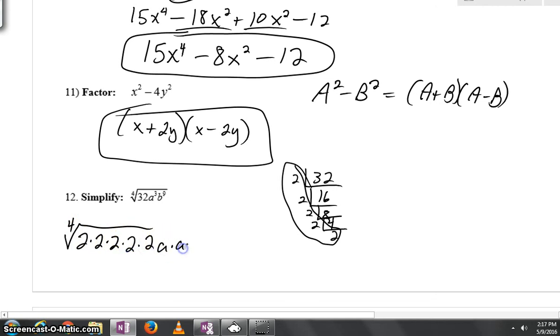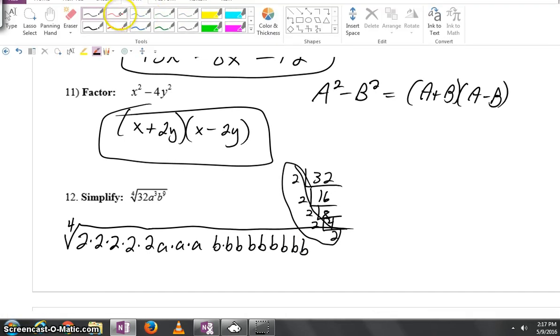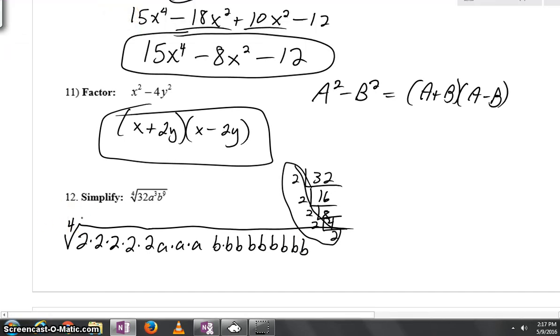A to the 3rd means that we have 3 a's. And b to the 9th, well, we'd have 1, 2, 3, 4, 5, 6, 7, 8, 9. But when we have a 4th root, we are in search of 4 of the same item. And I'm going to circle whatever I have 4 of. I don't have 4 A's, I can't circle that, but I do have 4 B's here, and I have another group of 4 B's over this way.